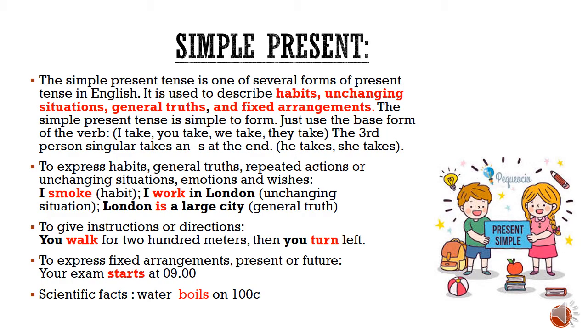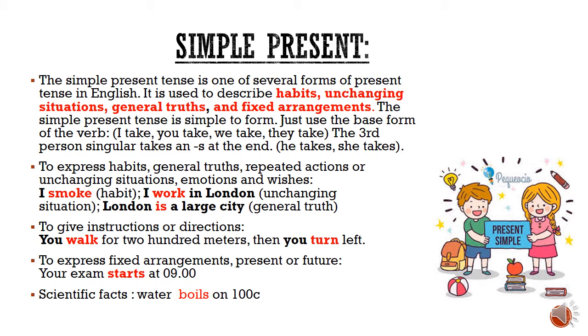The simple present form of verbs is very simple actually, and it is used to describe habits, unchanging situations, general truth or scientific fact, and also fixed arrangements. This tense is called simple because the form of the verb is very simple. It is the base form of the verb. In case you use singular pronouns, you have to add s to the verb, and in case you are using plural pronouns, you don't have to add s to the verb.